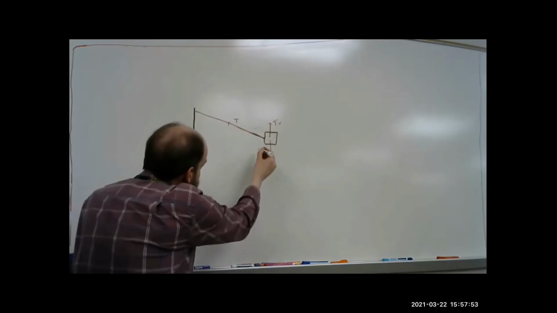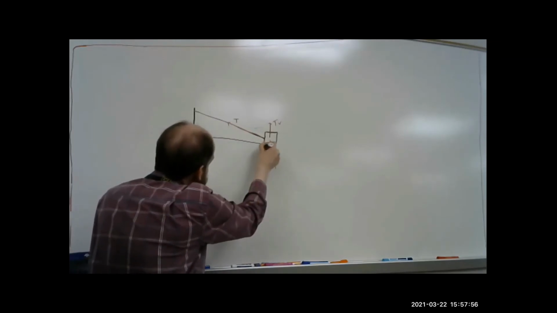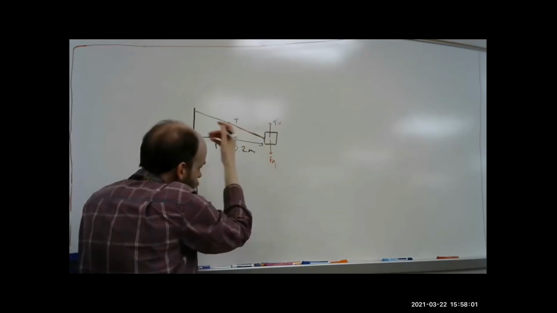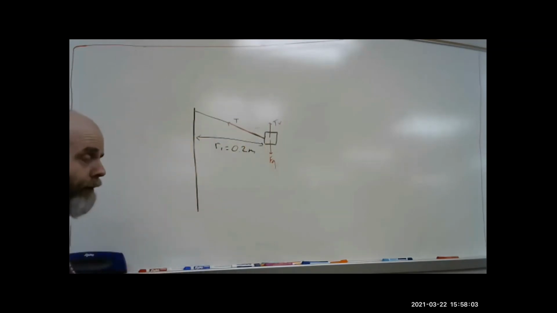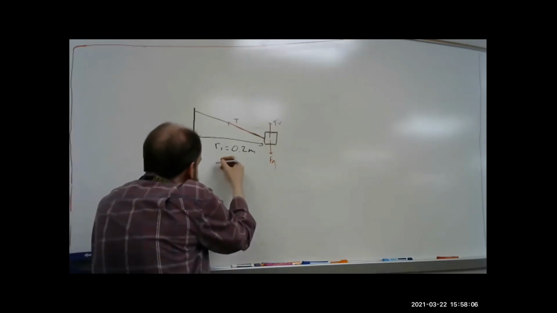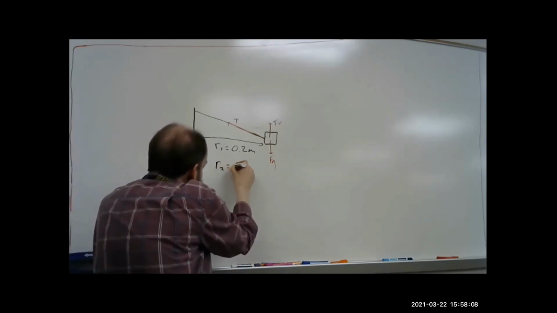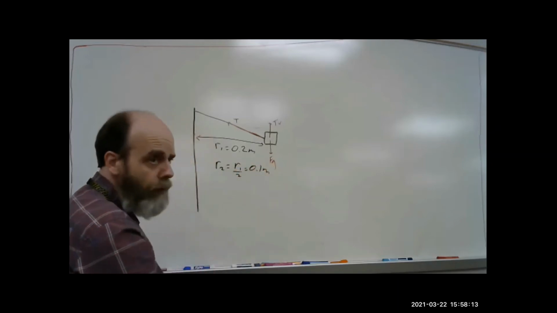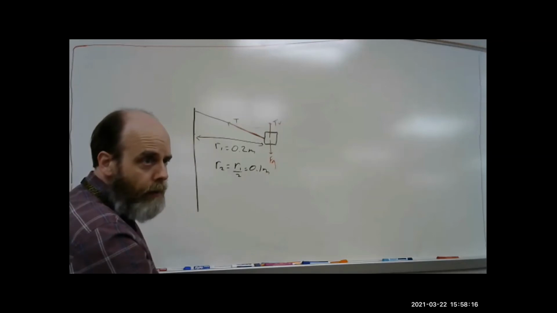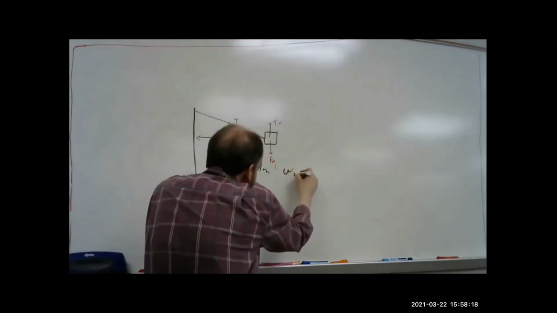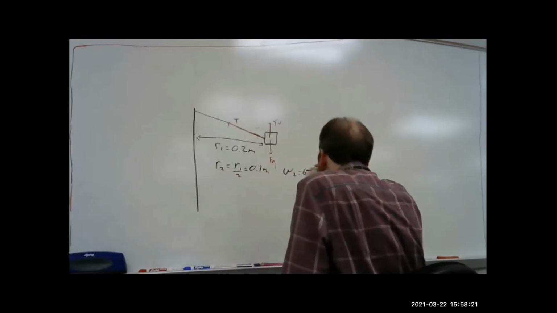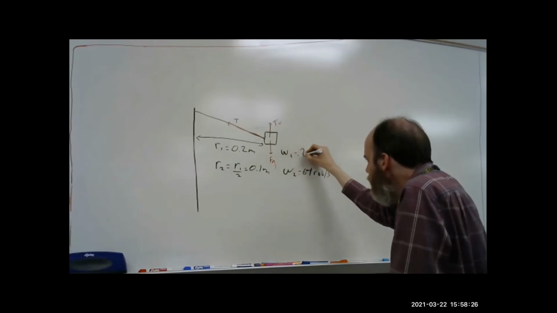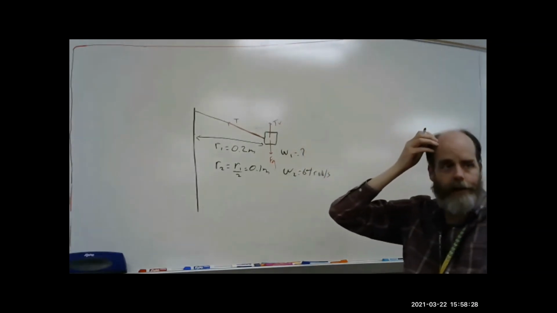So initially, we've got radius R1, which is 0.2 meters. And that's going to change. R2 is R1 over 2, which is 0.1 meters. And omega 2 is 64 radians per second. And omega 1 is what we don't know. That's what we're trying to find.